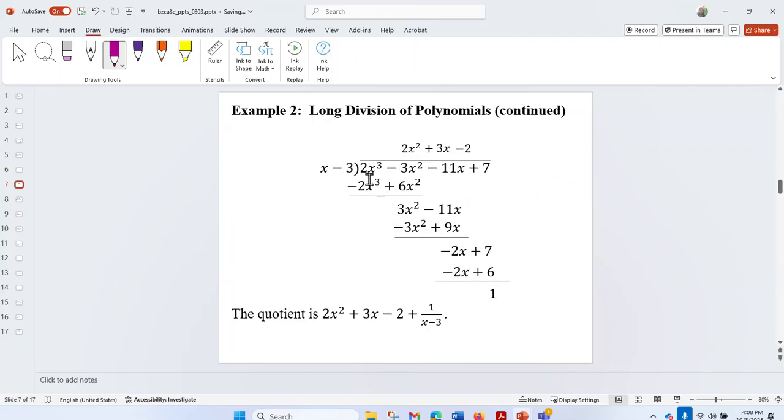Okay, so if I have 2x cubed minus 3x squared minus 11x plus 7, you want to divide by x minus 3. How do you do this one? Okay, so it was a lot of things. Let me just go ahead and delete this whole thing, and then we can do all this together. Okay. And then you can see the steps on how this works.